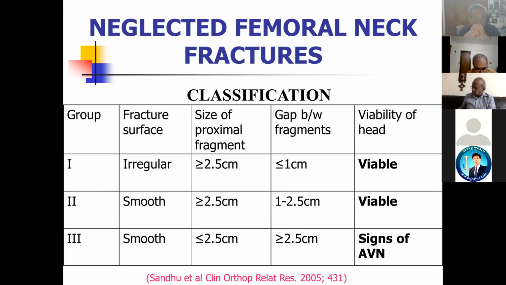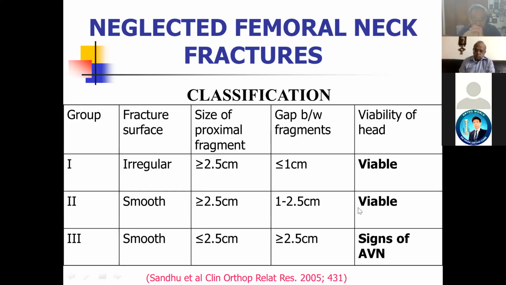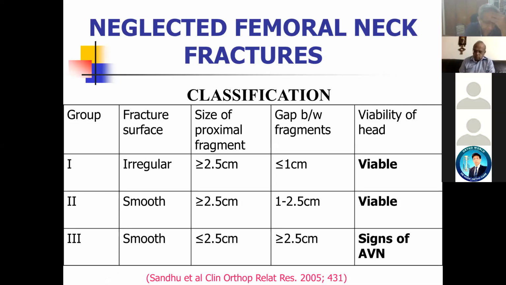There is only one classification on neglected fracture neck of femur, and that's also from India, group 1, group 2 and group 3. When the fracture gap is less than 1 centimeter or head is viable, it is group 1. When the fracture gap is between 1 to 2.5 centimeter, it is group 2. When the gap is more than 2.5 centimeter at the fracture site, I showed you absorption at the fracture site, or there is avascular necrosis, it is group 3.